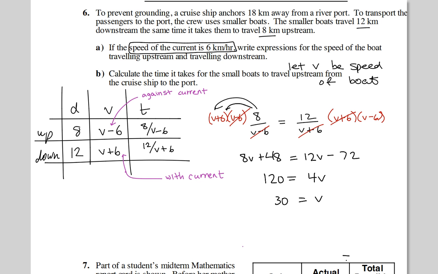Have we answered the question? What does this say? Write expressions for the speed of the boat traveling upstream and downstream. So going upstream, it's 30 minus 6, and downstream is 30 plus 6, so 24 and 36. What unit is this? Kilometer per hour?